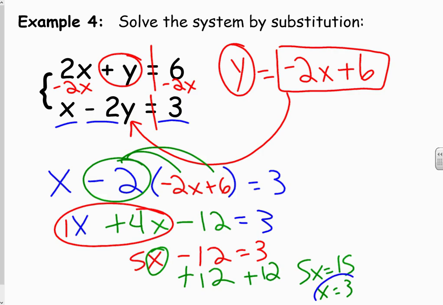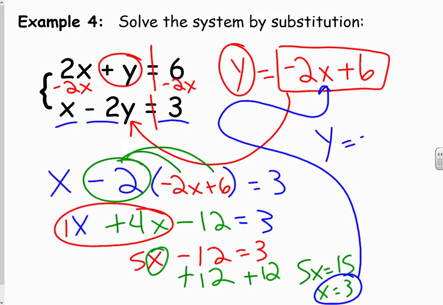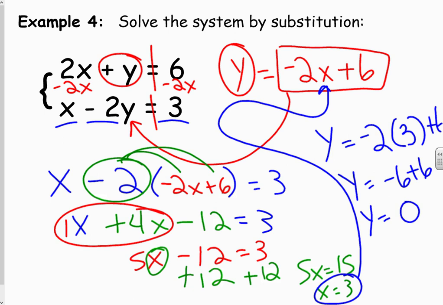That's only half my answer, so I take it and I plug it in to the top equation. Y equals -2, parentheses, times 3, that's what we just solved for, plus 6. Y equals -6 plus 6. Well, -6 plus 6 is 0, so y equals 0. Remember, your answer has to be an ordered pair, x first, then y. So where those two lines would cross would be at the point 3, 0.